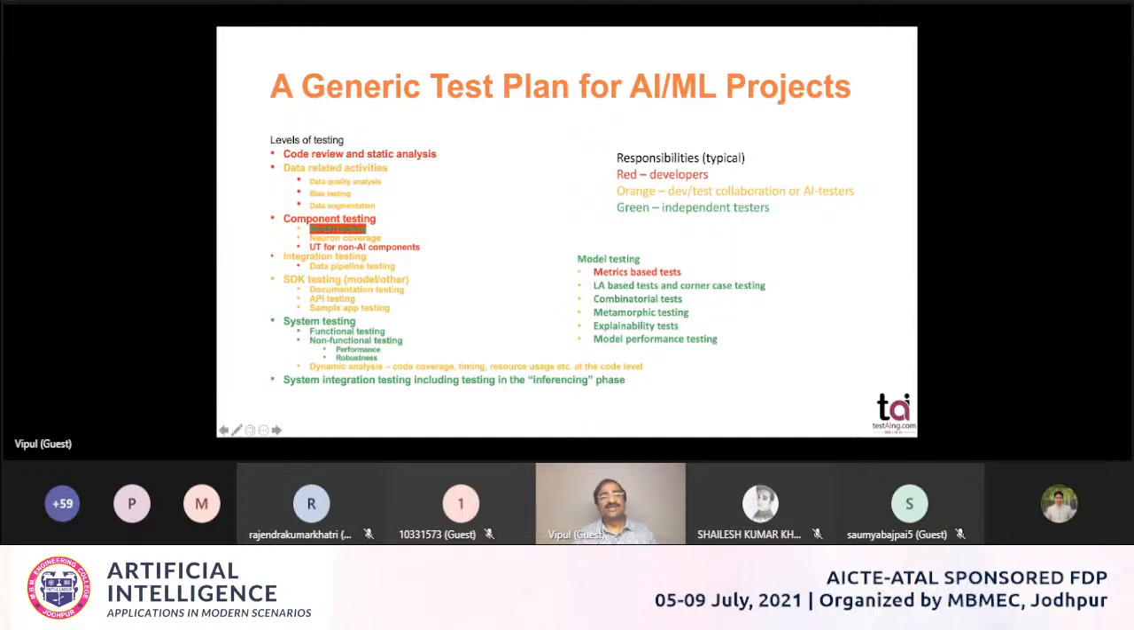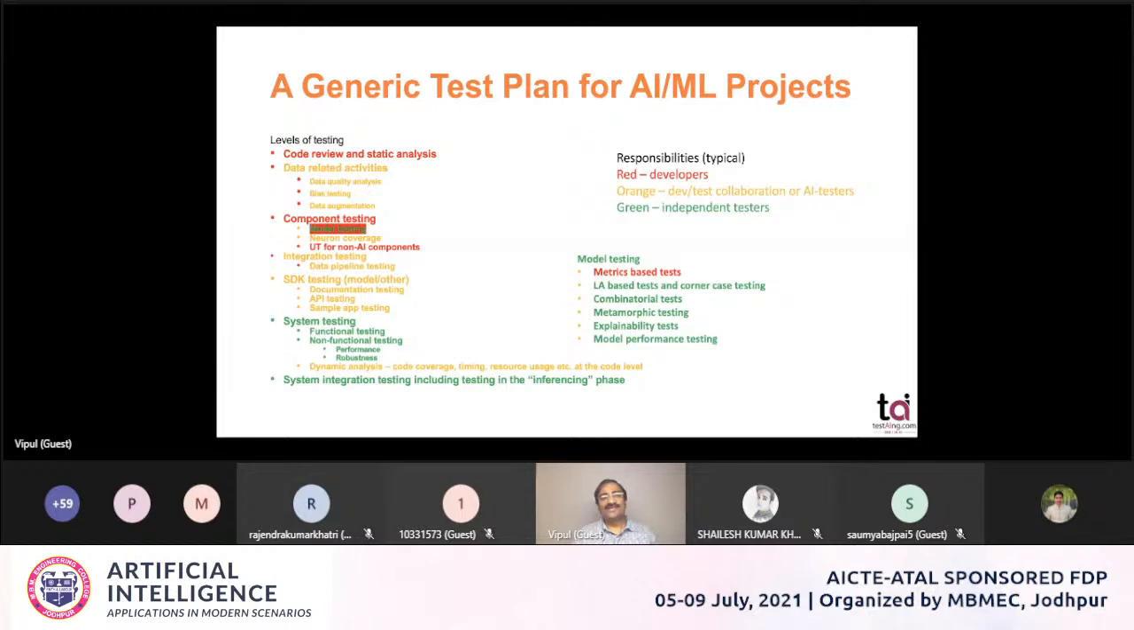So what you do here is code review and static analysis, typically done by developers. And this is for your data pipelines as well as for your model. When people do model tuning, they have a lot of things going for them, like hyperparameter tuning and so on. I'm leaving that out because that is almost outside the scope of testers. But then comes data related activities where you can check for data quality, check for bias, check for need for data augmentation. So there, developers or testers, or in combination, could provide this kind of service.